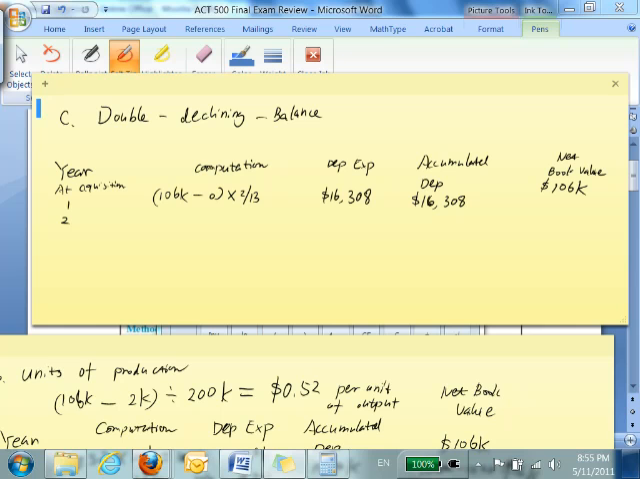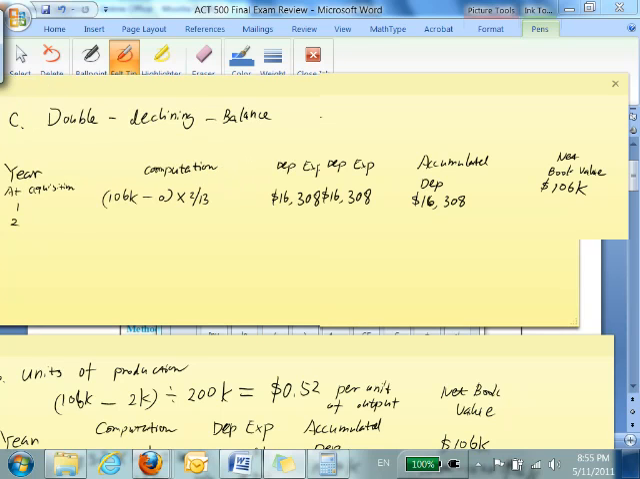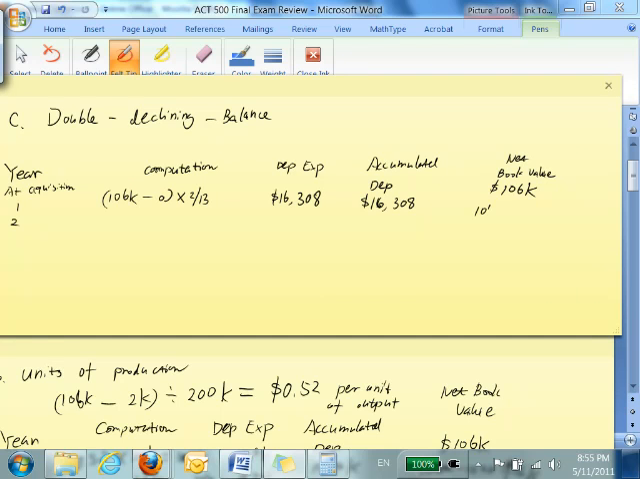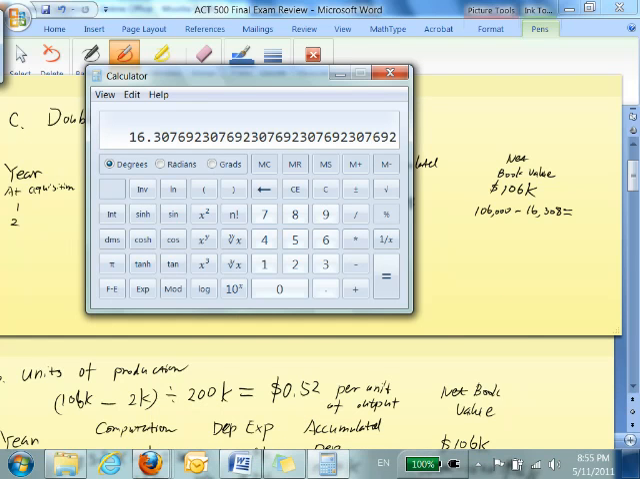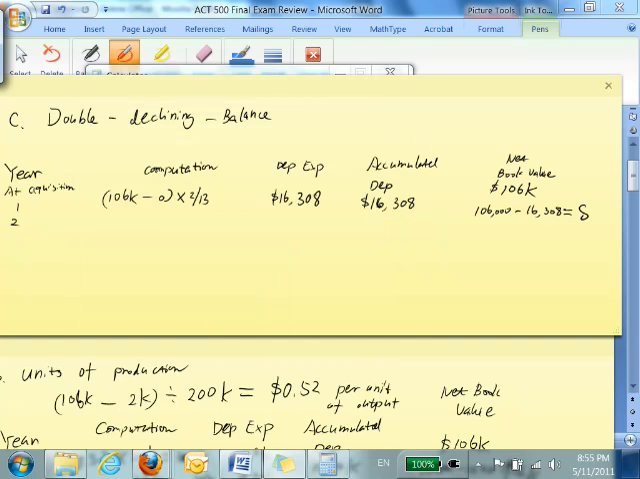Year one accumulated depreciation equals year one's depreciation expense, 16,308. And the net book value is 106,000 minus 16,308, which is 89,692. This is year one.